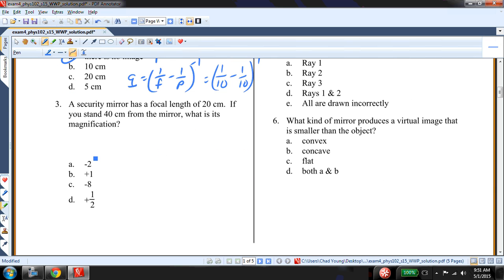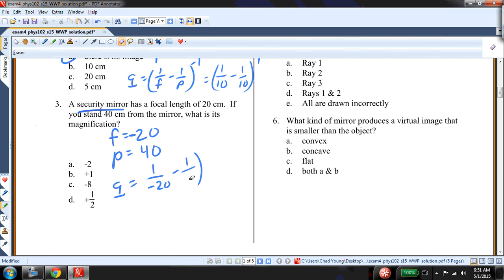A spheroid mirror has a focal length of 20 centimeters. If you stand 40 centimeters from the mirror, what is its magnification? So F equals 20, but this is a security mirror, so it's negative 20. That's a convex mirror. P is equal to 40. I want to know its magnification. First, I want to find Q. 1 over negative 20 minus 1 over P. Excuse me, I'll go and write in P there. That should be 40. So the negative 1, that's 2 over 40 minus 1 over 40. That's negative 40 over 3 is my image distance.